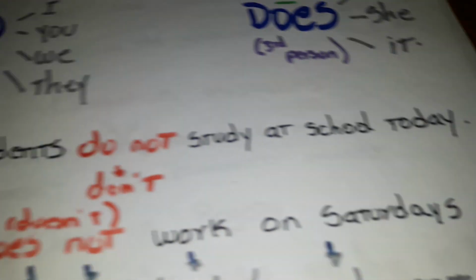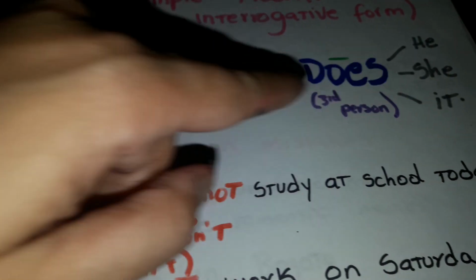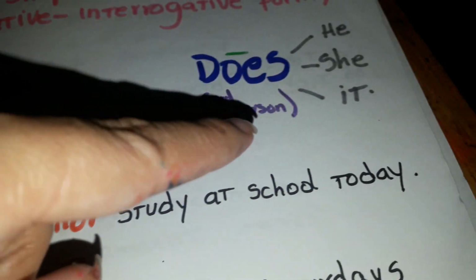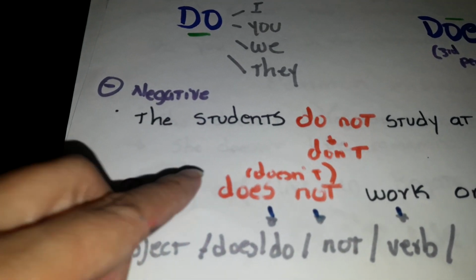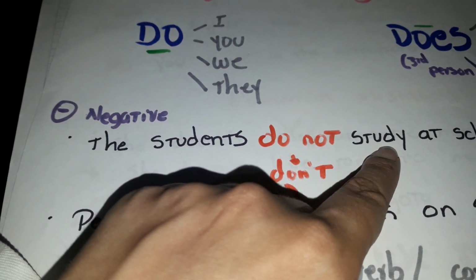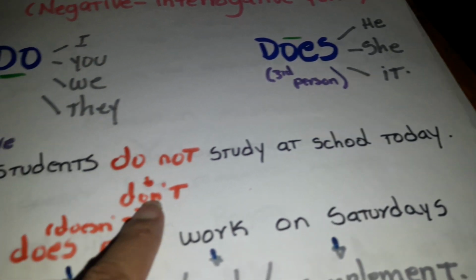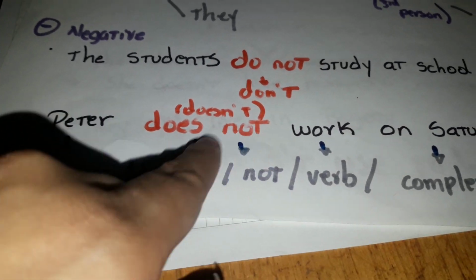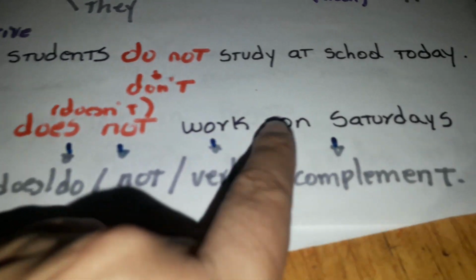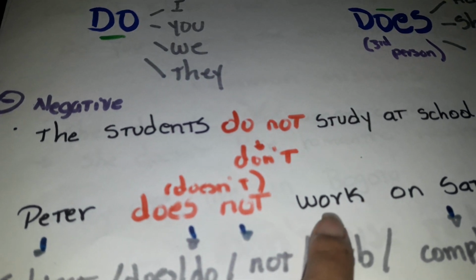It is so different in simple present. Simple present has two auxiliaries, do and does. Do is for I, you, we, they, and does is for he, she. This is an example. The students do not or don't study. Our verb here is study, okay? For that reason you need this auxiliary in negative form. Study at school today. In this case, Peter does not or doesn't work. Our verb is work on Saturday. Subject, do or does, not, verb, and complement. Look at this. The verb in these sentences is study. The verb in these sentences is work.